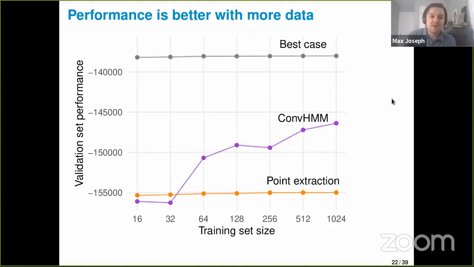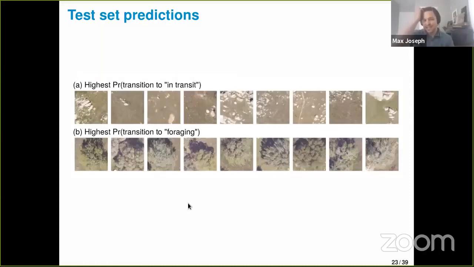And it should come as no surprise that performance for this model is better with more data. So this purple line is showing the performance of this convolutional HMM relative to a naive point extraction model. You wouldn't want to fit this if you had 16 or 32 data points. These are the predictions for the test set. The model is predicting the highest probabilities to transitioning to an in-transit state over bare ground and the highest probability of transitioning to foraging over large trees, consistent with the data generating mechanisms. And what's interesting to me about this is at no point have we actually labeled image chips as containing trees or not. In fact, the movement trajectories themselves act as implicit labels for the model.